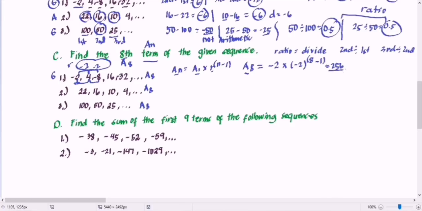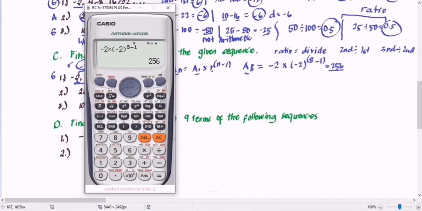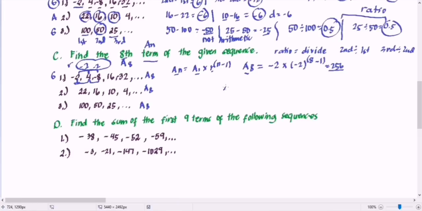Paano kaya kapag wala kayong exponent sa calculator ninyo? Yung hindi nyo mailagay. Meron kayong pipindutin lang dyan. Basta meron sa calculator ninyo na banda dito rin, makikita nyo yung ganyang symbol. Then lagay nyo lang ng parenthesis, then 8 minus 1, then close parenthesis. Ito yung exponent symbol sa ibang calculator. So the answer in number 1, the 8th term of the given sequence is 256. Okay? So meron na tayong sagot.